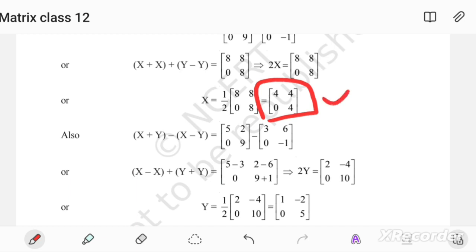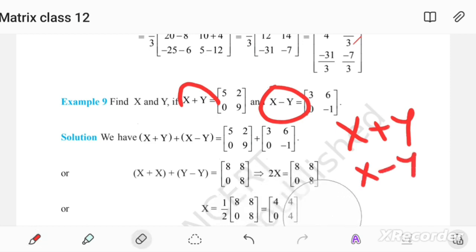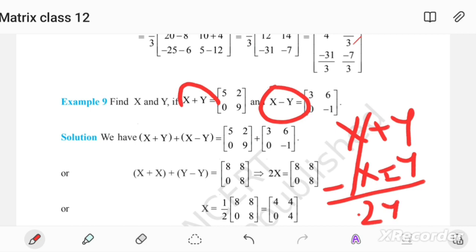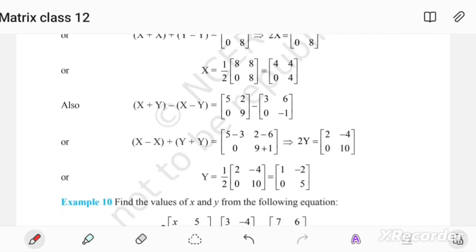Hope it is clear. Similarly, in the similar manner, I can subtract both these two given matrices, x plus y and x minus y. If I subtract, what would happen? See, if I subtract these, then the x will get cancelled out and I would be left with 2y. This is what I wanted. I wanted to find x and y. I have already found the x matrix. Now my next task is to find the y matrix.